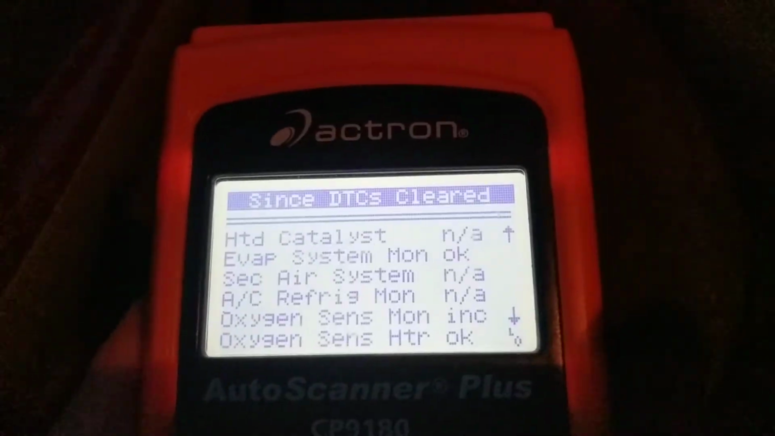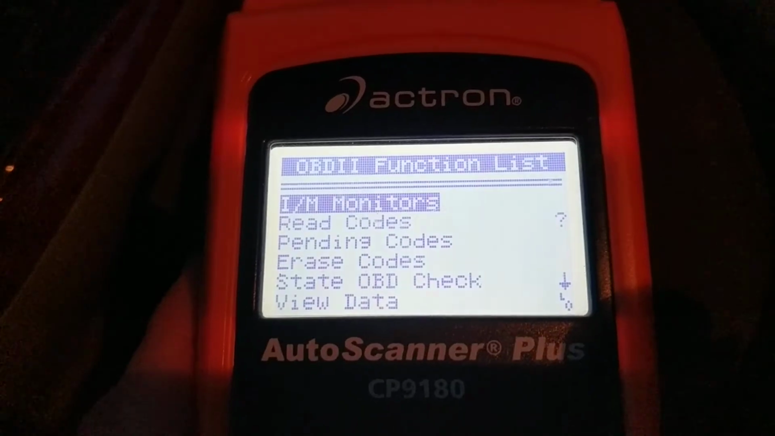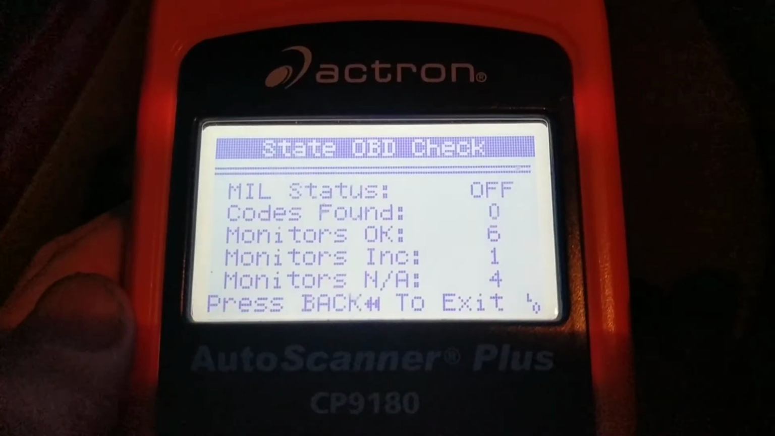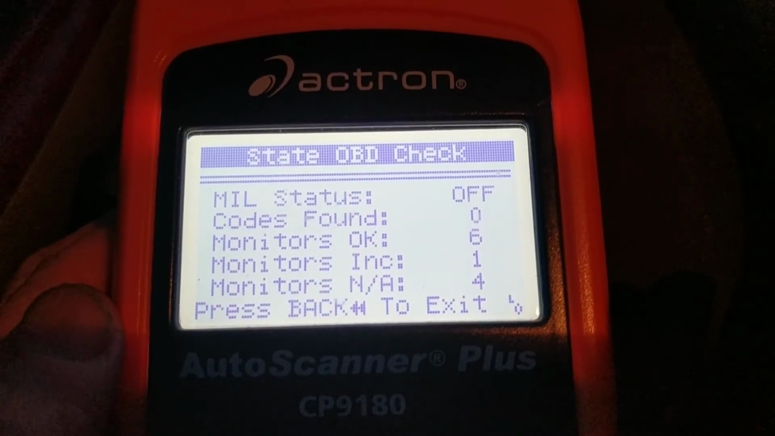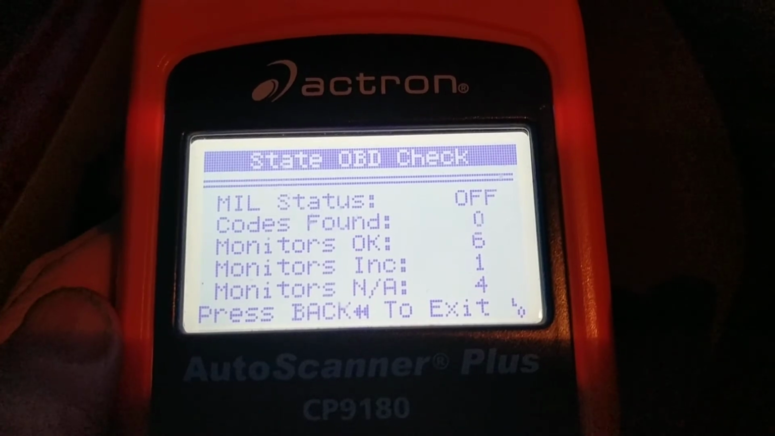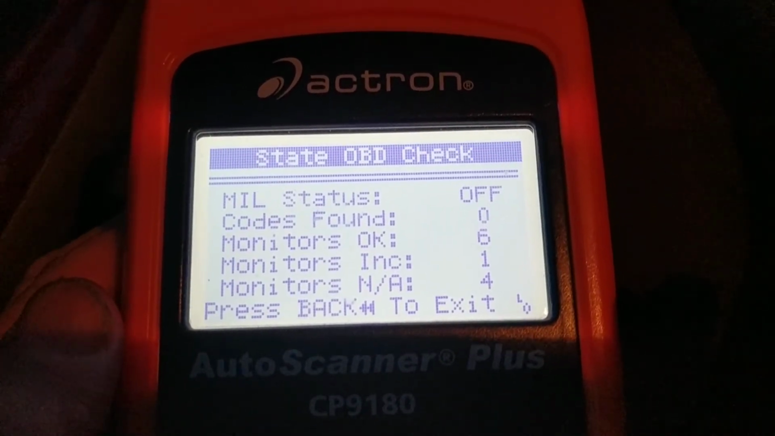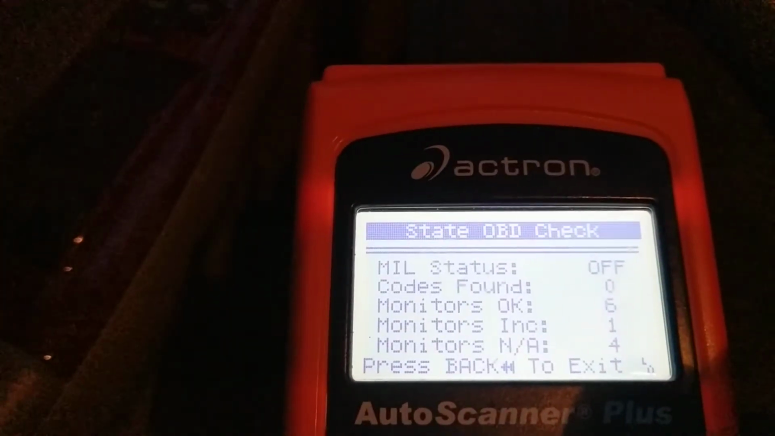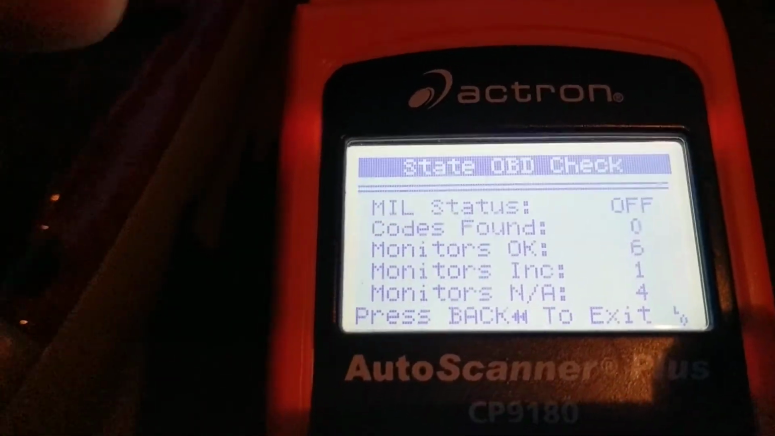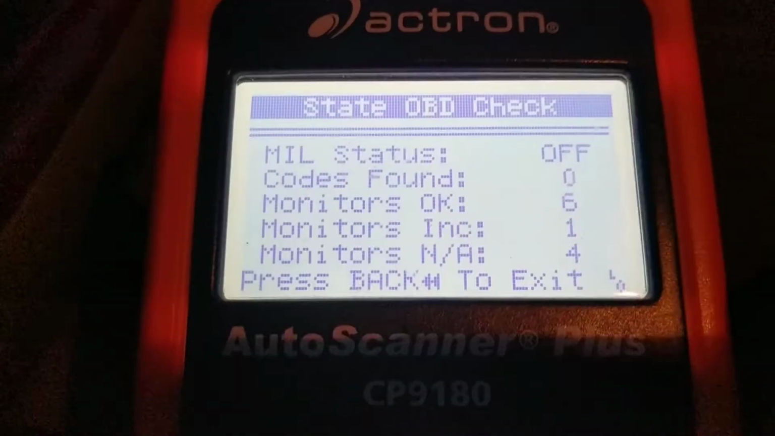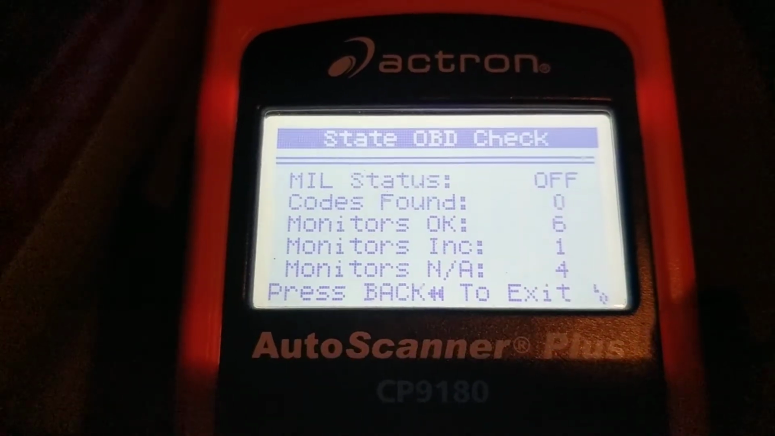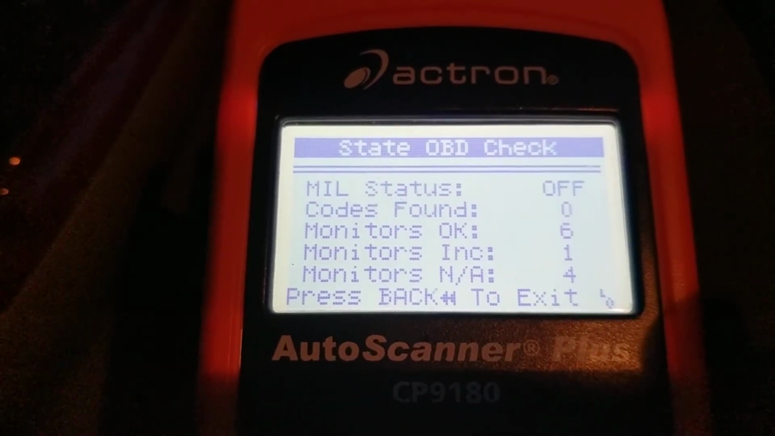Now, the thing about it is, if I go to the so-called state OBD check to give me the summary, what I find is that the malfunction indicator lamp is off. There are no codes. There are 6 monitors that are okay, and 1 monitor is incomplete. Now, in Massachusetts, it's okay to have 1 incomplete monitor. So just by resetting my codes, even though I really didn't know what I was doing, I tried to get information, but I couldn't, I managed now to have this with 1 incomplete monitor. I believe I would probably need to get on the highway to clear that monitor, and I would risk, let's say, setting the catalyst code.